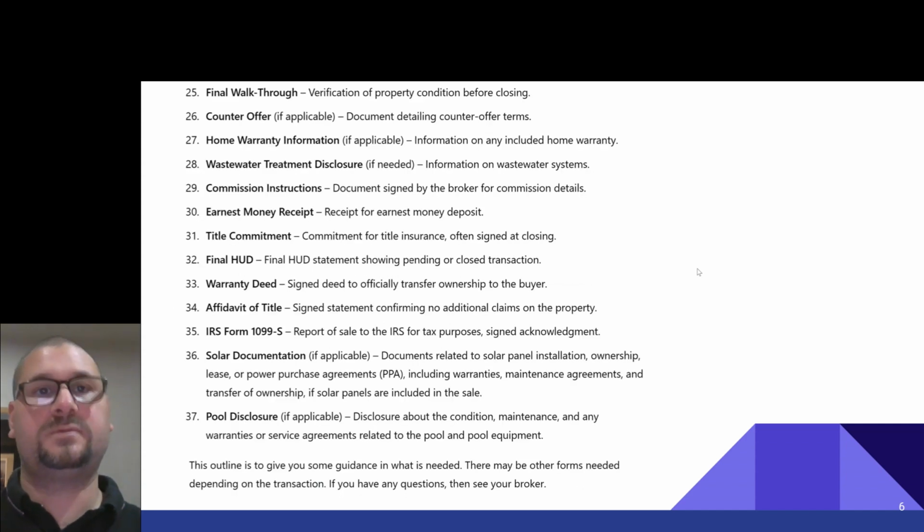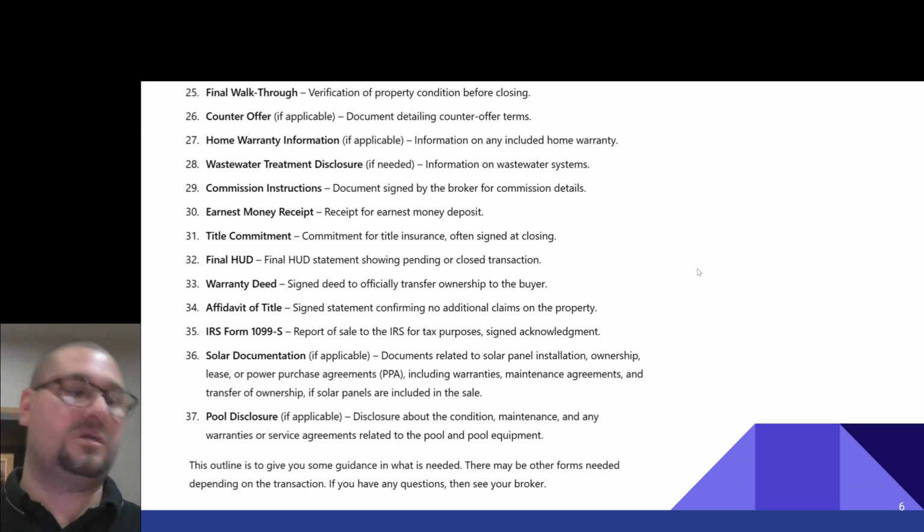Final walkthrough. So this is a verification of property condition before closing. Counter offer, if you need it. You might not always need a counter offer, but it's going to be a document detailing the counter offer terms. Home warranty information, if applicable.